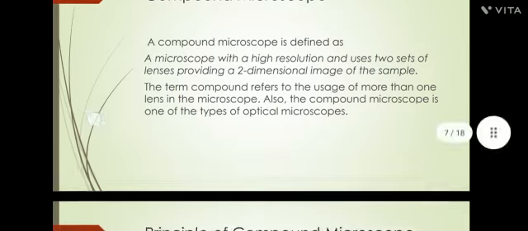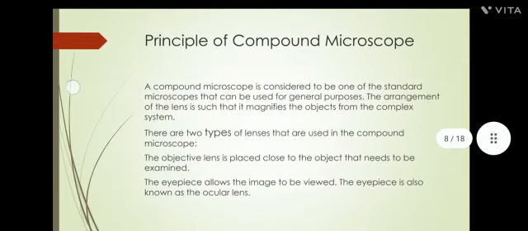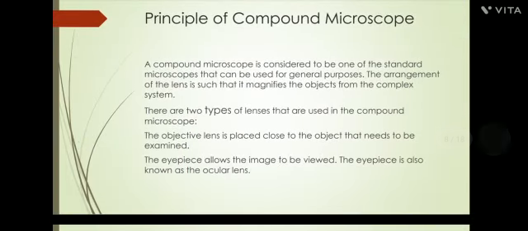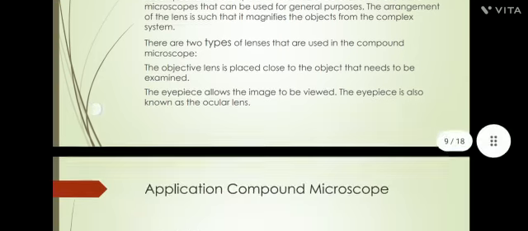Now, what are the principles of a compound microscope? A compound microscope is considered to be one of the standard microscopes that can be used for general purposes. The arrangement of the lenses is such that it magnifies the object through a complex system. There are two types of lenses used in the compound microscope. The objective lens is placed close to the object that needs to be examined. The eyepiece allows the image to be viewed.